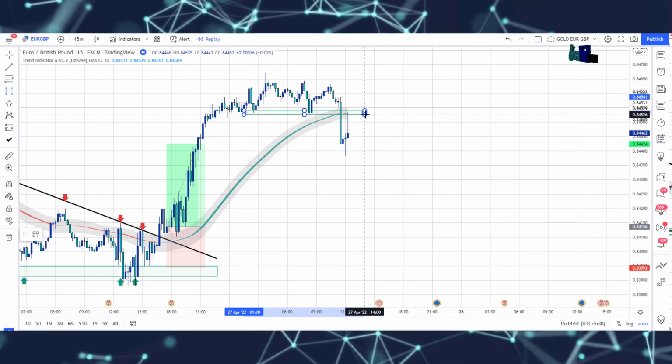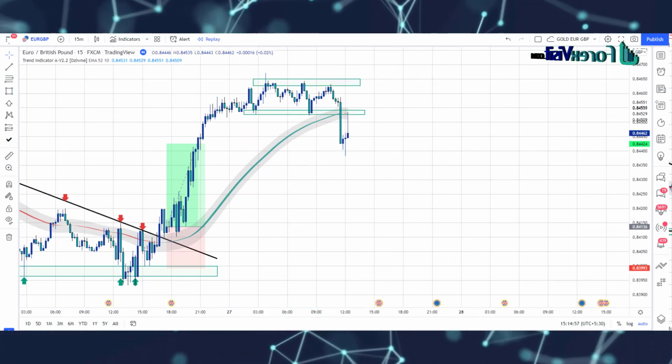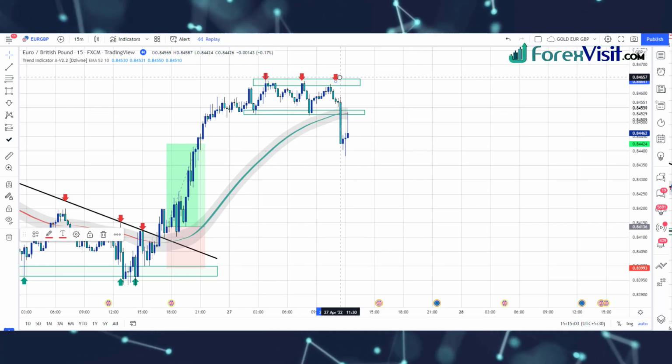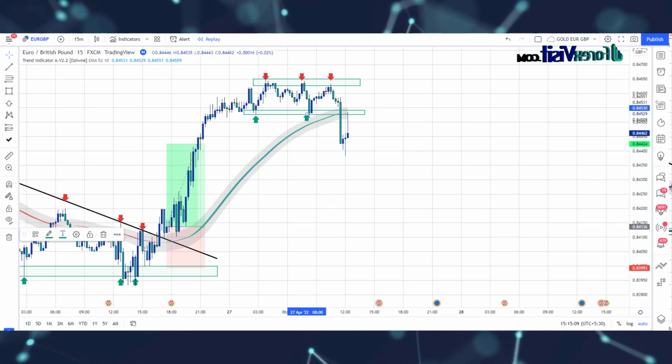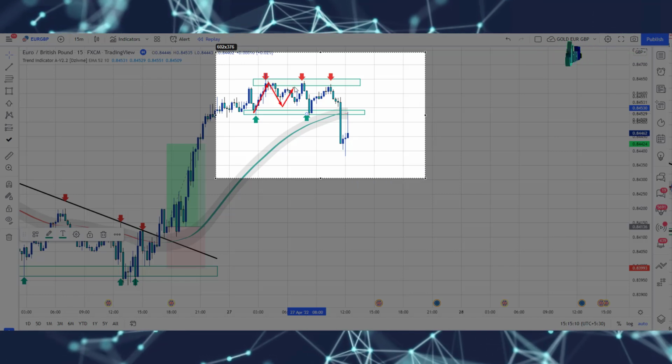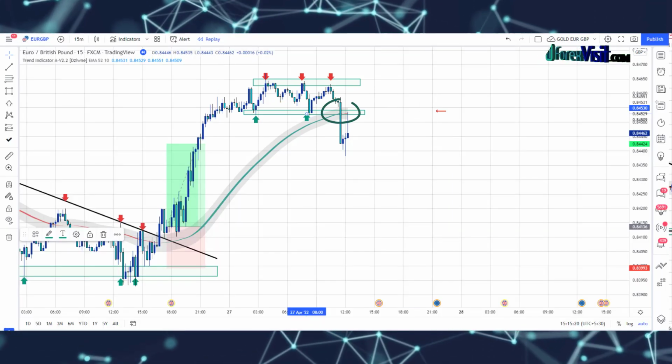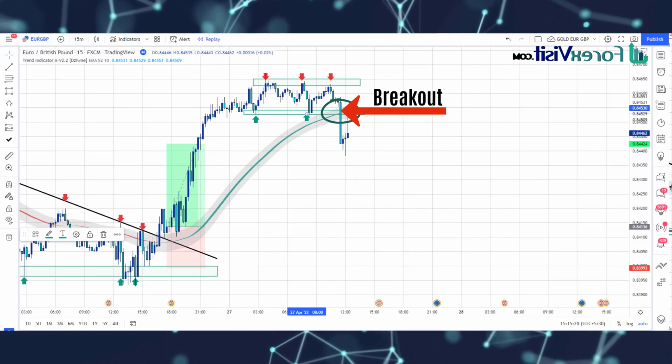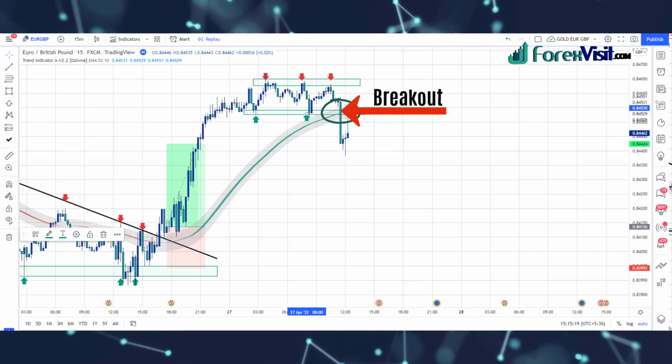We will draw support area and resistance area. Market is following support area and resistance area and makes a triple top pattern. Here you will see that candle breaks support and zone area below direction.